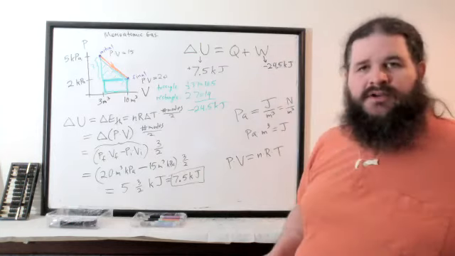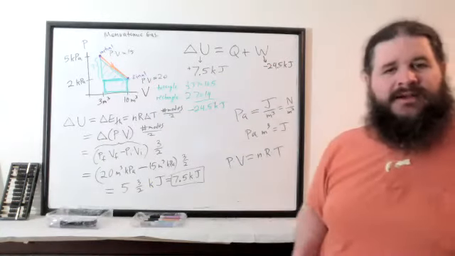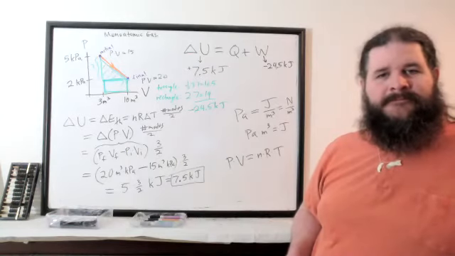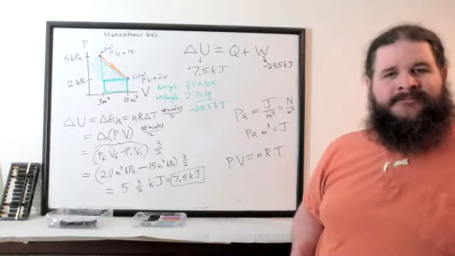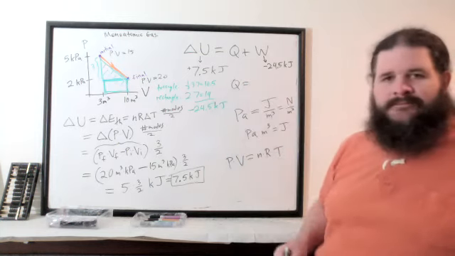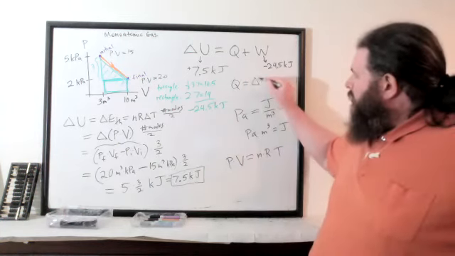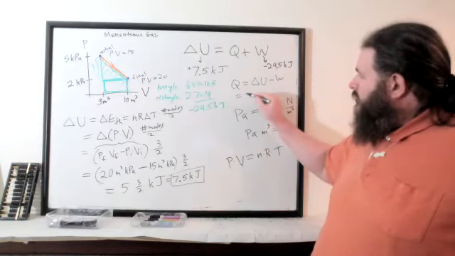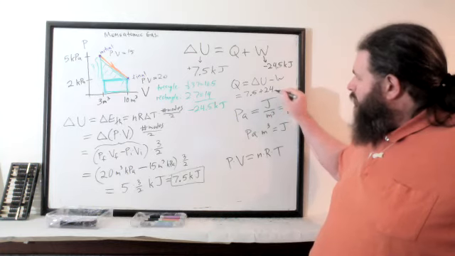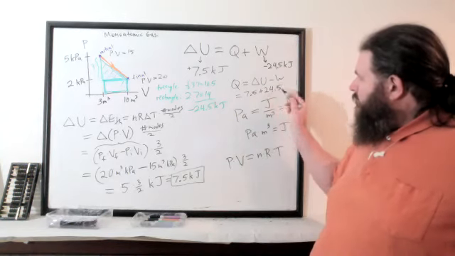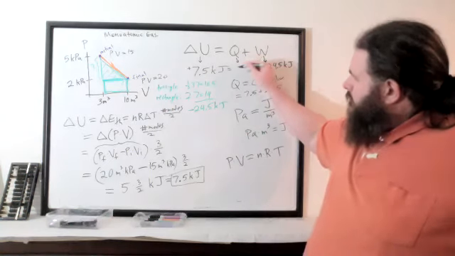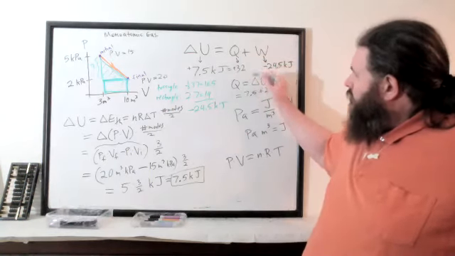And at that point, the only unknown left is heat, which we can easily find by doing what? Yeah, delta U minus W, that's going to be 7.5 minus negative 24.5, which becomes plus 24.5. So that's 32, I think. Positive 32 kilojoules.